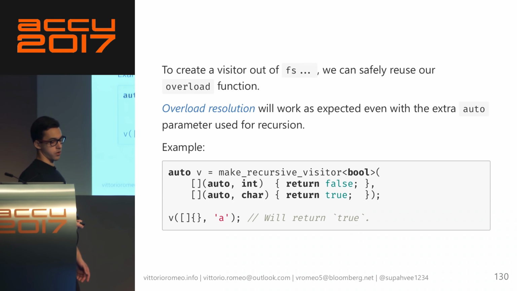And to create a visitor out of the lambdas, we can safely use our overload function. And I want to show you that overload resolution works well even if we have an extra parameter here. So in this very simple example, I just return false for int, char, and true for char, and I have an auto here. And when performing overload resolution, this extra parameter does not confuse the resolution. It's still going to find the best match between these two, even though A is implicitly convertible to int. So it still works.